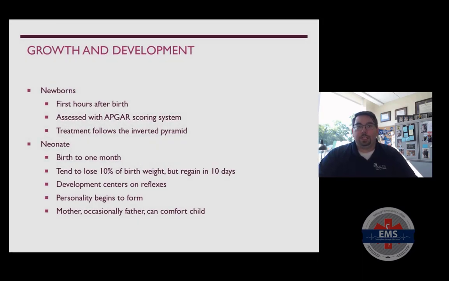Growth and development. There are a lot of milestones that happen between birth and becoming an adult. Some of us have had the opportunity to live through that as we've had our own children. I know my perspectives have changed on this in the last couple of years with my two young ones at home. But it is important still for us to recognize their growth and development. Those milestones are important for us to recognize how we interact with those children to improve their patient care.